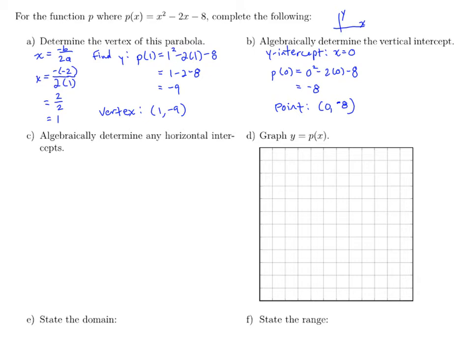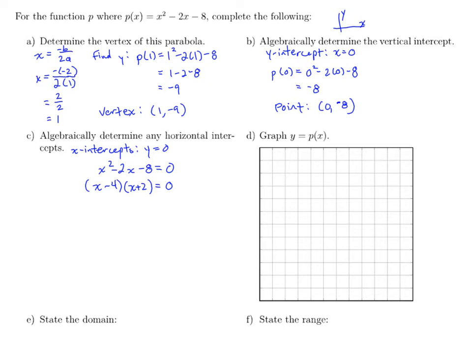Next, we'll determine the horizontal intercepts. These are going to be the x-intercepts, since our horizontal variable is x. And those are going to occur where y equals 0 or where p of x equals 0. So we need to solve where x squared minus 2x minus 8 equals 0. The expression x squared minus 2x minus 8 can easily be factored, so we'll use that approach to solve this equation. X squared minus 2x minus 8 we can factor into x minus 4 times x plus 2.